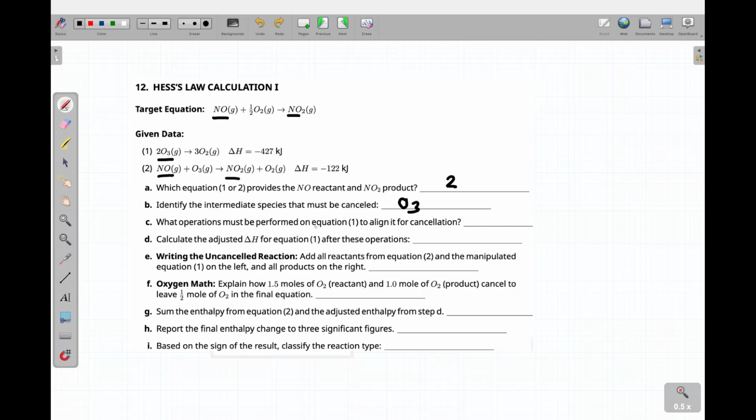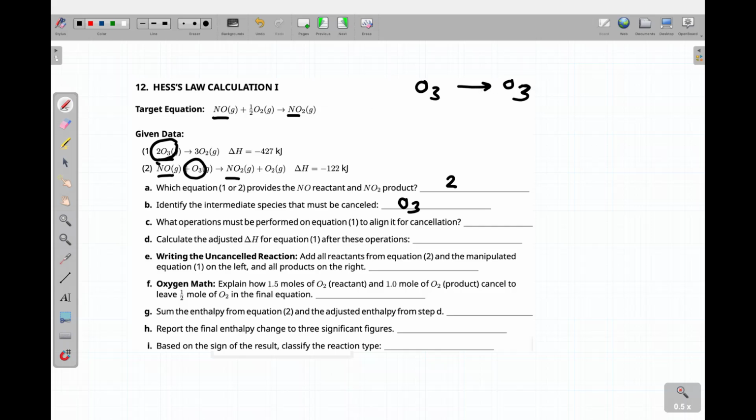Which operation must be performed in equation 1 to align it for cancellation? In order to cancel, this O3 and this O3 cannot be on the same side, right? So I have to switch one of them. If you put O3 and O3 together, they will not cancel. So one of them has to be on the right and one on the left, which means I need to reverse one of the two equations.